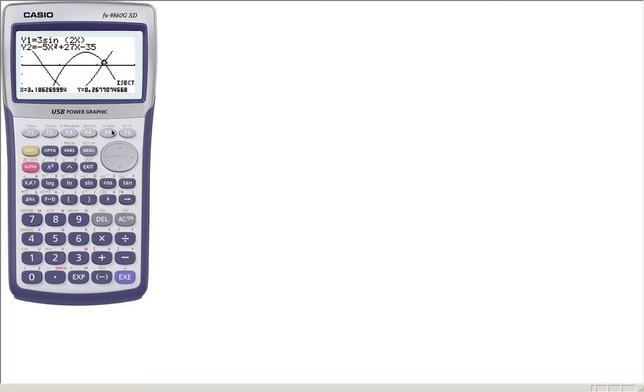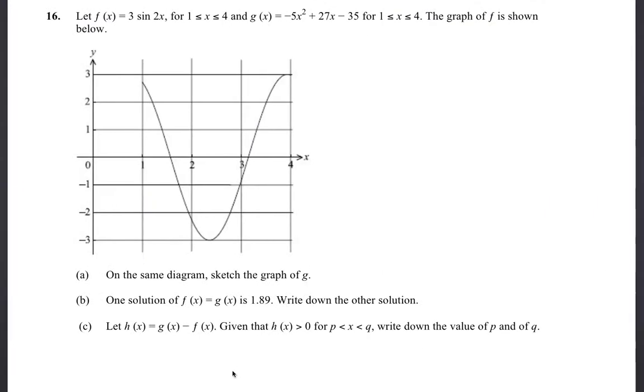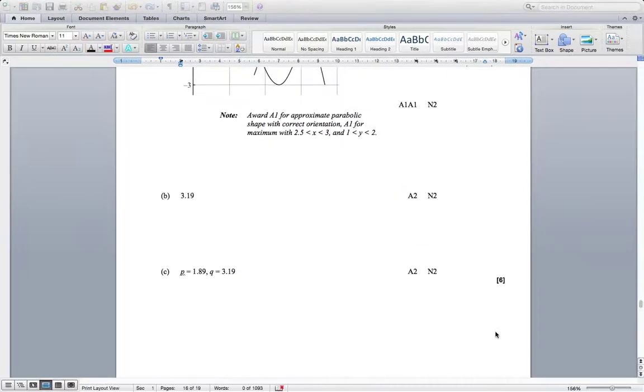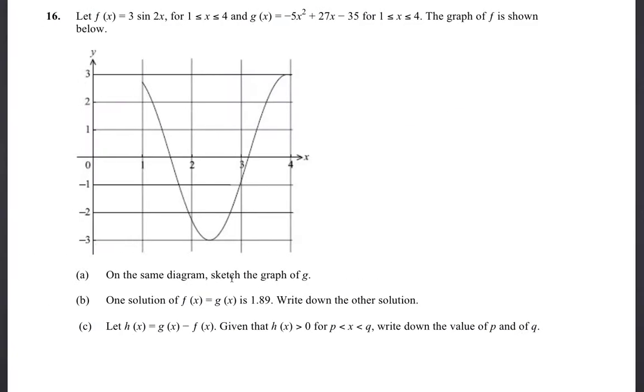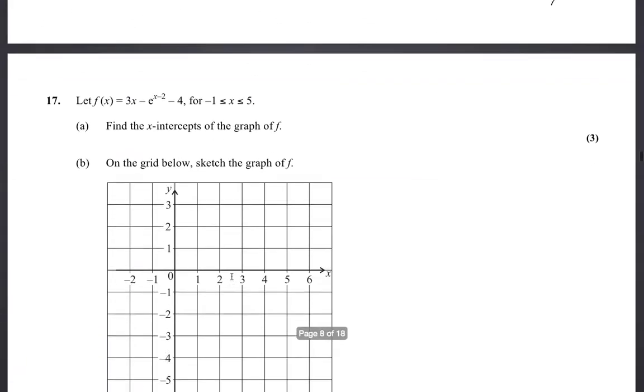So let me find the point of intersection. G-Solve, intersect. So one point is 1.89, the other one is 3.19. So strictly greater than 0, isn't it? So the value of p is here 1.89 and q is 3.19. Fine. So next problem, 17th.